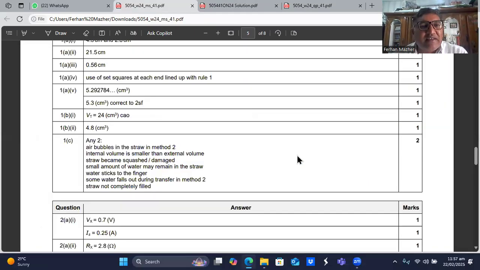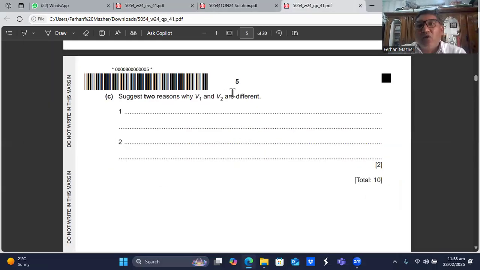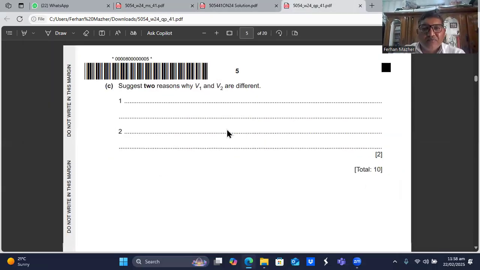Let's check the marking scheme. Air bubbles in the straw in method number 2. Internal volume is smaller than the external volume. That is also true. Straw becomes squashed or damaged during the process. That's possible. Small amount of water may remain in the straw. Water sticks to the fingers. Oh yeah. Some water falls out during transfer in method number 2. Straws not completely filled. So you have to write just 2 reasons out of these. So this is question number 1 of this paper. I hope you have understood.